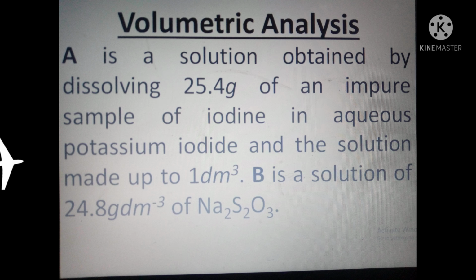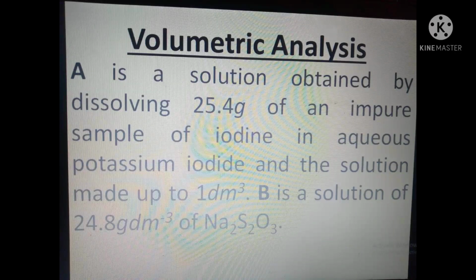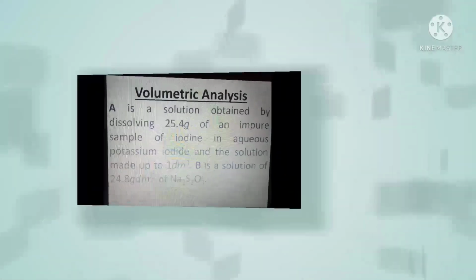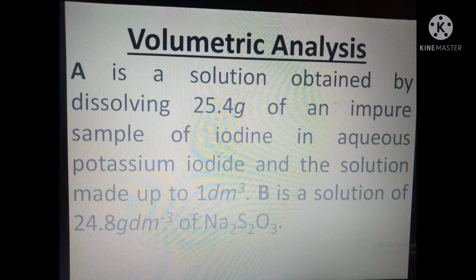A is a solution obtained by dissolving 25.4 grams of an impure sample of iodine in aqueous potassium iodide, and the solution made up to 1 dm³. B is a solution of 24.8 grams per dm³ of sodium thiosulfate.